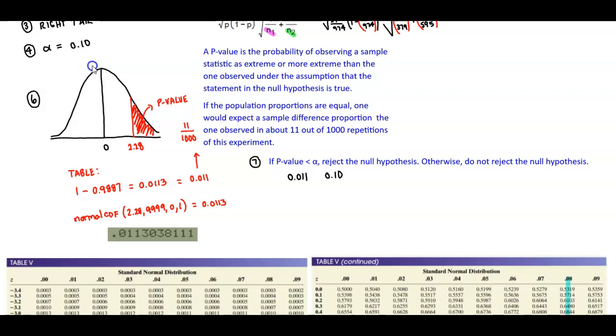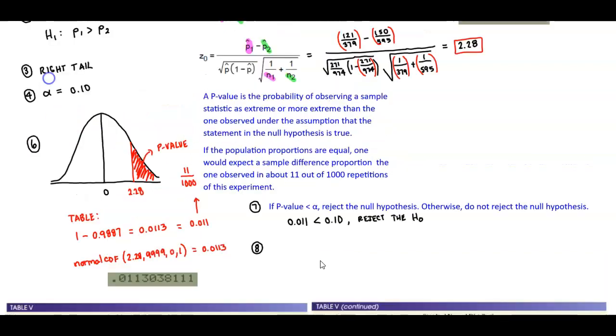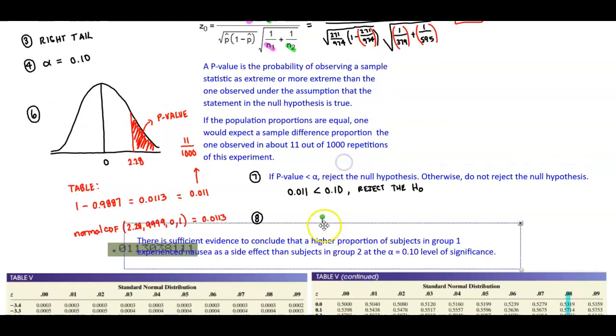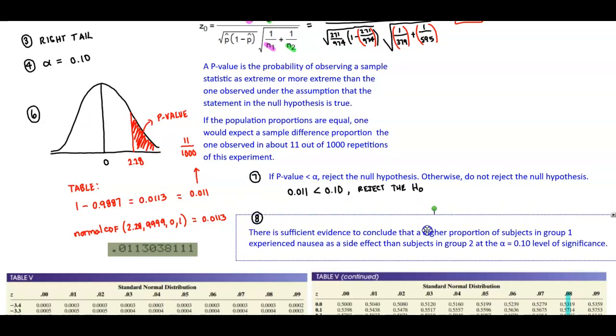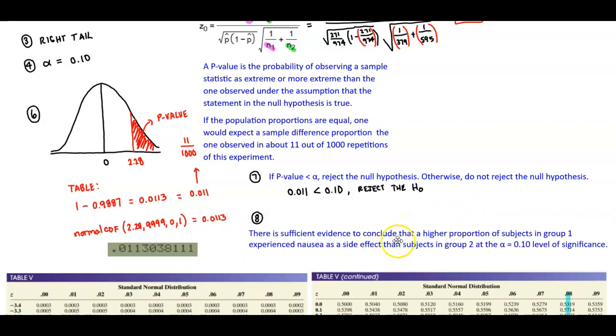So, what do we see here? Well, we can see that this value is less than the significance level. So, therefore, we're going to reject the null hypothesis. So now we can go ahead and write down what our conclusion is. From here we can say that there is sufficient evidence to conclude that a higher proportion of subjects in group 1 experienced nausea as a side effect than subjects in group 2 at the alpha equals 0.10 level of significance.